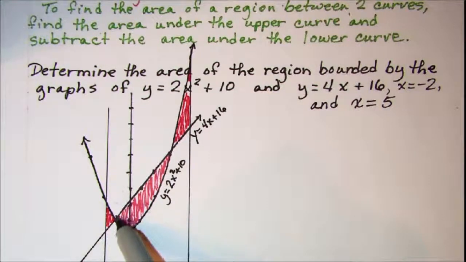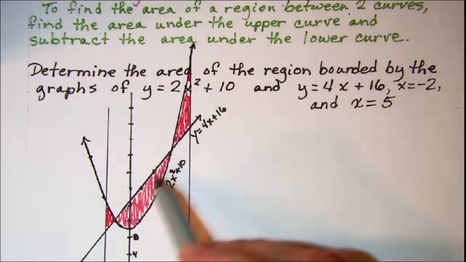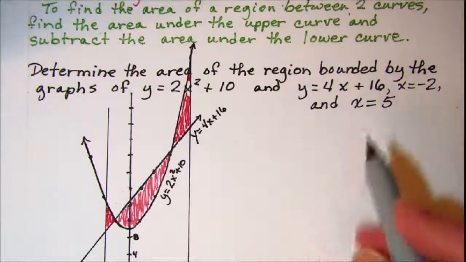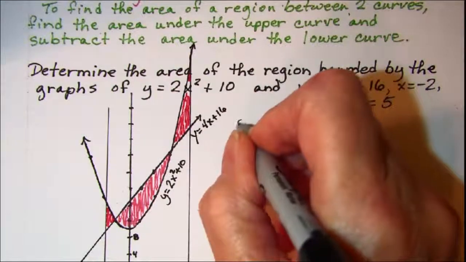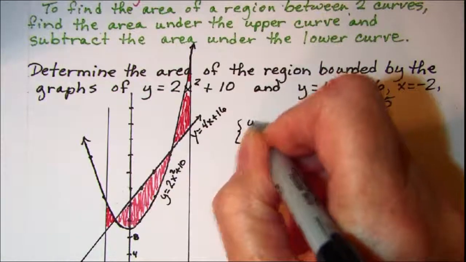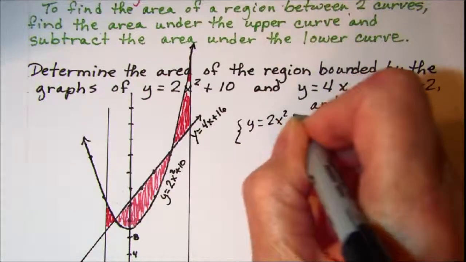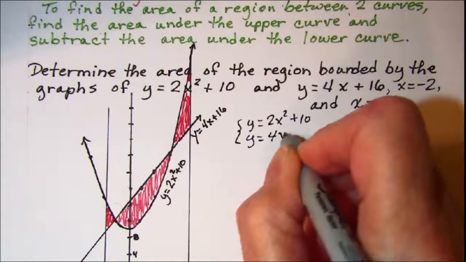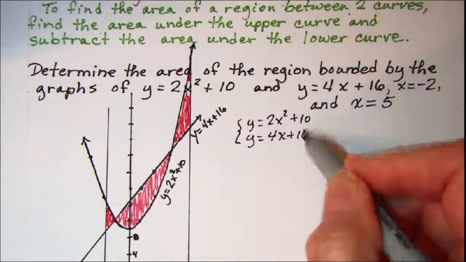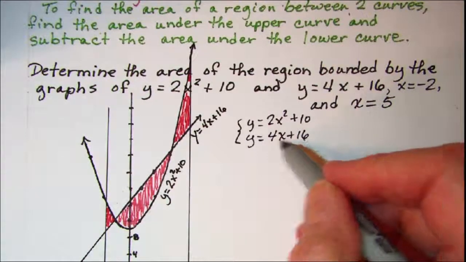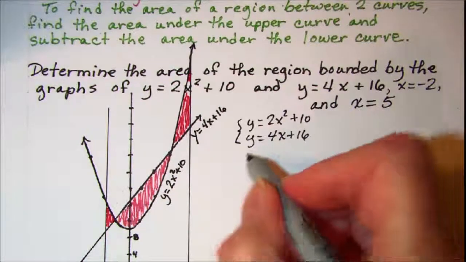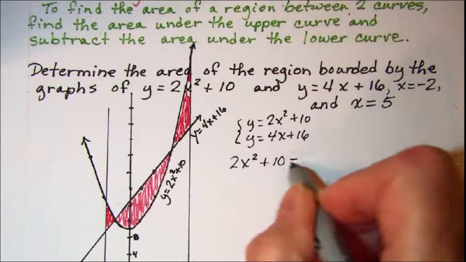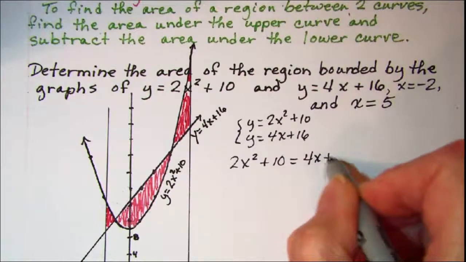Our first step is to find the point where the two functions, the quadratic and the linear function, intersect. And we do that by solving the system y equal 2x squared plus 10 and y equal 4x plus 16. Solve those simultaneously. So I'm going to use substitution. I have 2x squared plus 10 equals 4x plus 16.